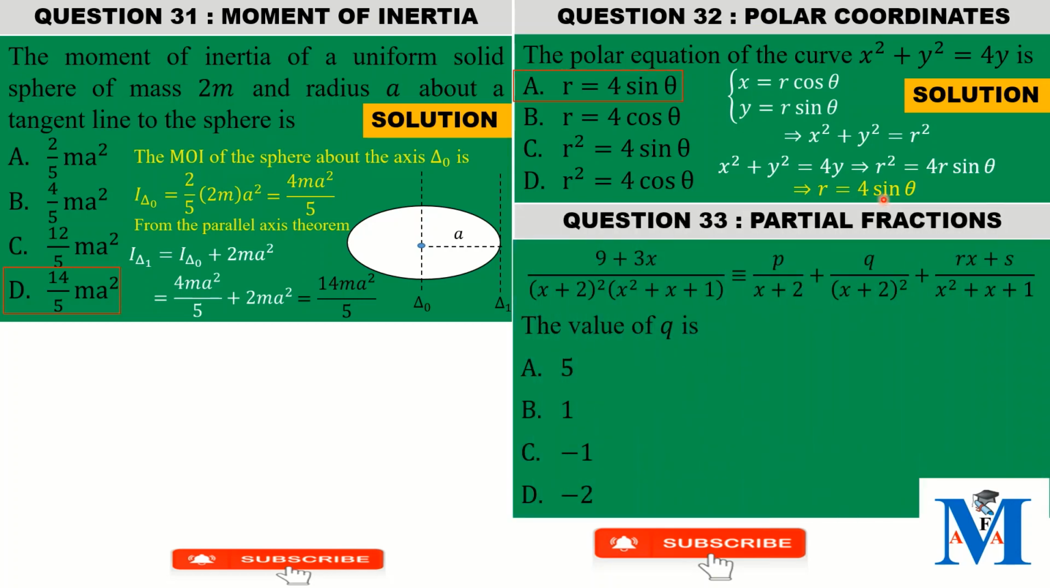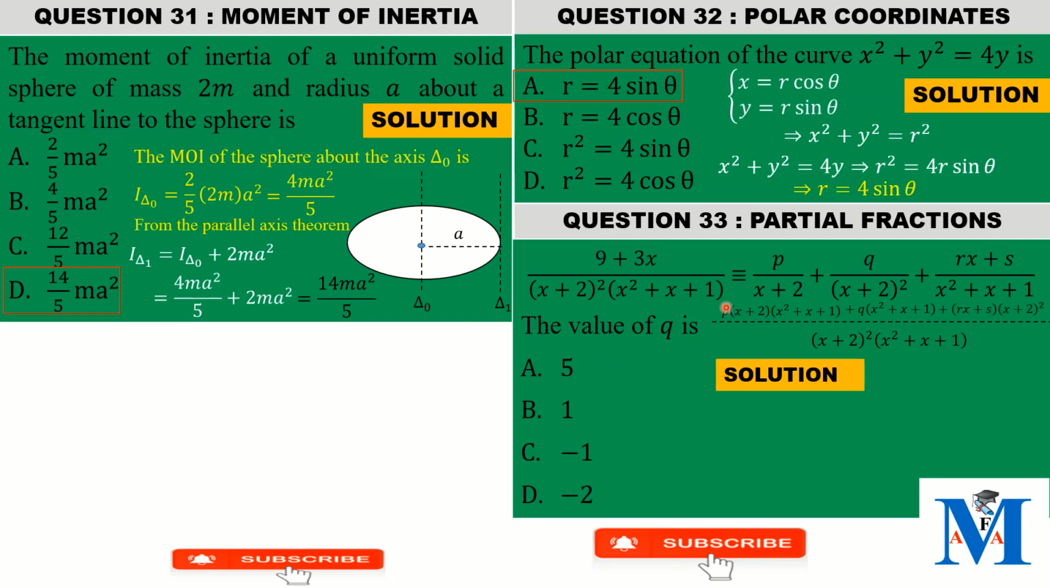Now question 33 came from the topic partial fractions. That's the question, and the objective is to find the value of the constant q here. So this is what we are going to do. We can do the usual, look for the LCM. Now we take x plus 2 all squared times x squared plus x plus 1, and we divide with x plus 2 and we multiply with p to get this first component. So doing that, we get p into x plus 2 times x squared plus x plus 1. We do the same thing to q and we do the same thing to rx plus s.